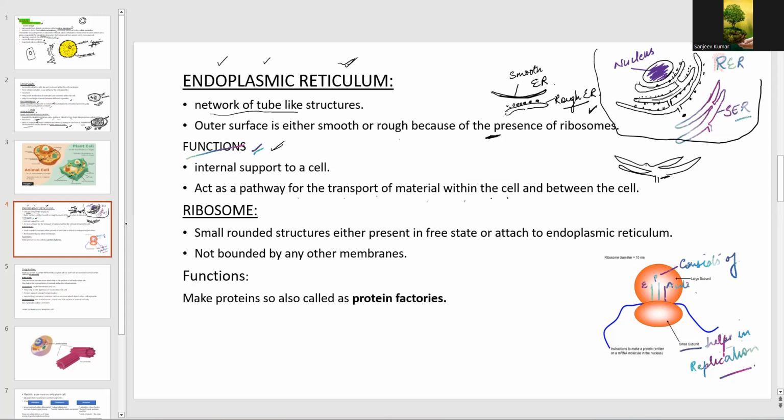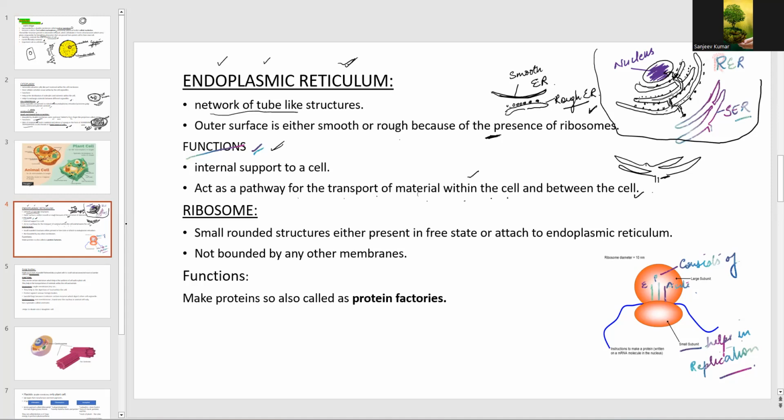It means some kind of vesicles. You will read further in your study, it will form and move inside this way. Through this pathway the material reaches inside the nucleus. It means that it acts as the transport of the materials within the cell and between the cells.